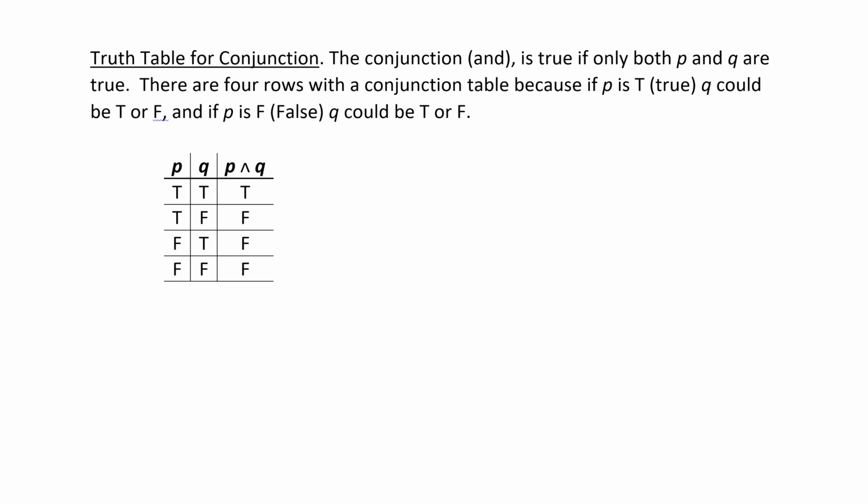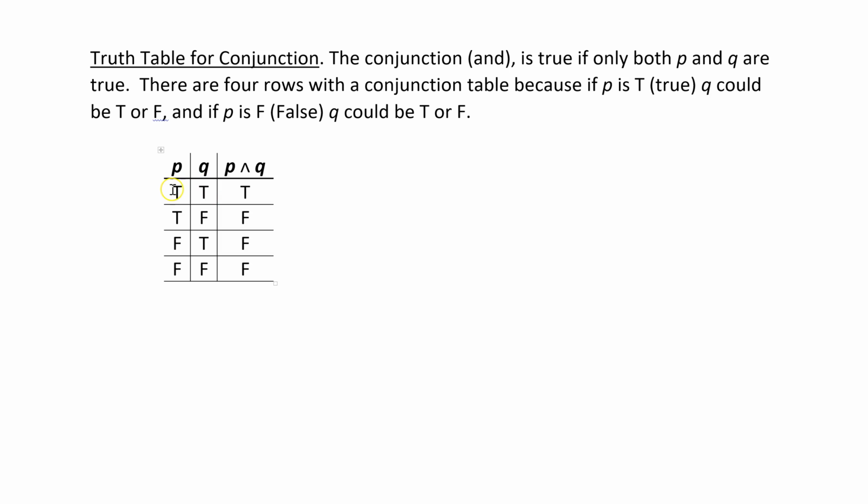Now let's look at a truth table for conjunction. Remember, conjunction is the word and. The conjunction is true only if both P and Q are true. So let's take a look at how this table is developed. First, I write down P. Now P could either be true or false. And you'll notice that I've written true twice. That's because statement Q could be true or false.